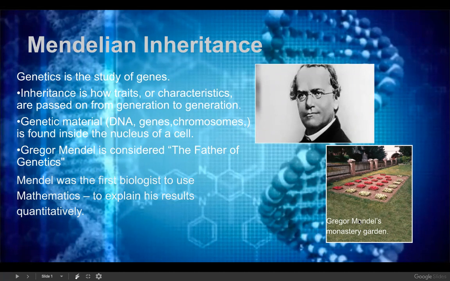So genetics is the study of genes. Inheritance is how traits or characteristics are passed on from generation to generation. Genetic material, DNA, genes, chromosomes, is found inside the nucleus of a cell. Like we said, Gregor Mendel, the father of genetics, was the first biologist to use mathematics to explain his results using numbers, and that was different.